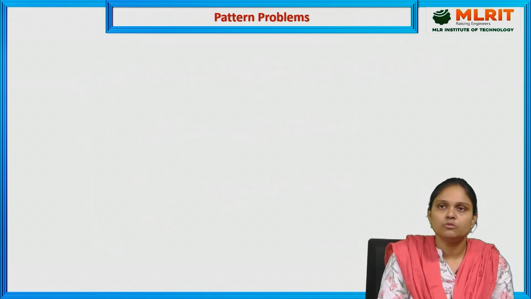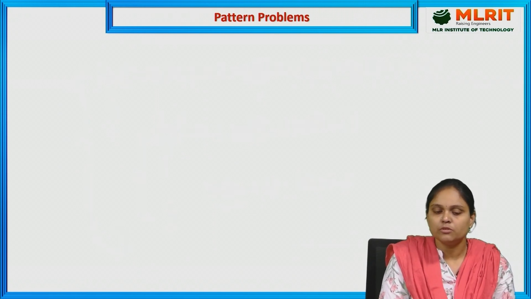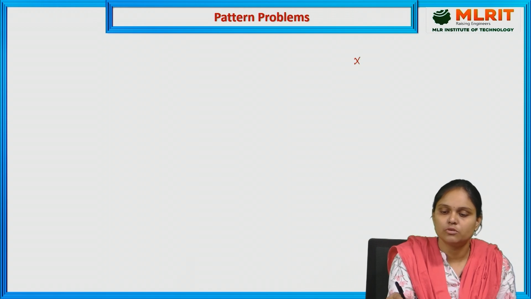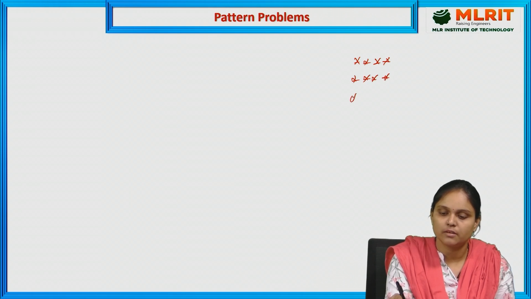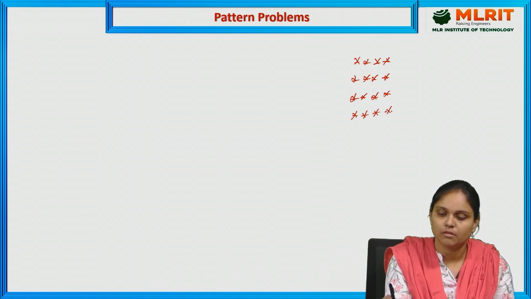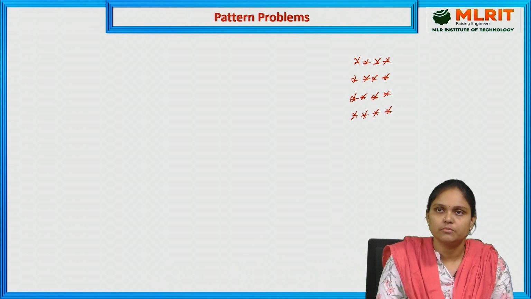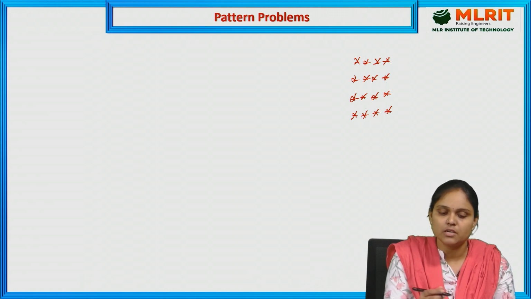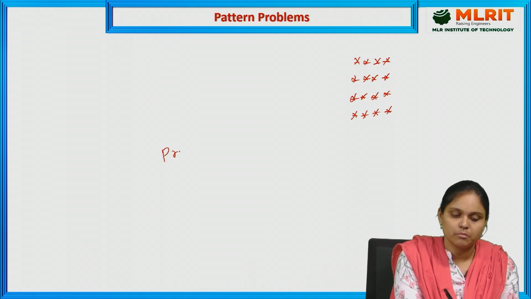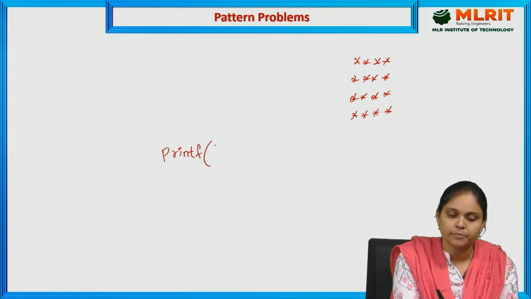Now we need to solve some pattern problems. For example, we are going to solve some star patterns. Consider this pattern of stars in 4 rows and 4 columns. If I want to solve this kind of pattern, first we need to know how to print a star. How to print a star? By using a printf statement. By using a single printf statement, we print a star.